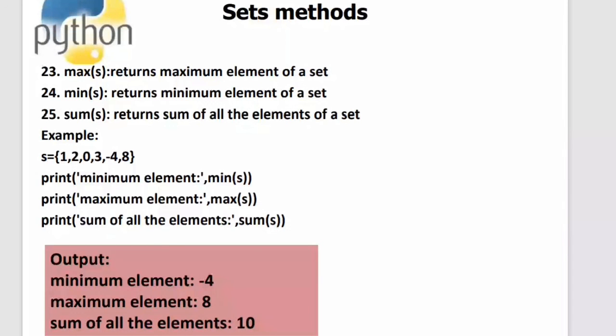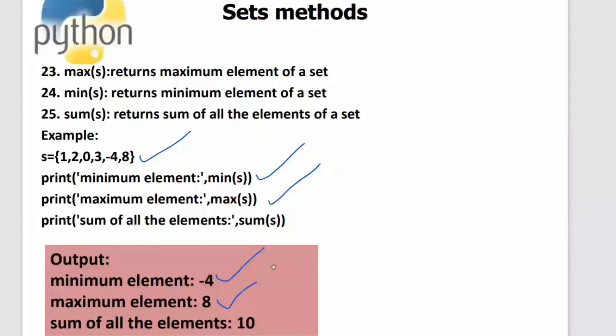I have taken the set like this, and I want to find the min of S. The minimum element in this set is -4, the least element. Then max of S gives me the maximum element. And sum will sum all the elements in the set, so the sum of all the elements in the set is 10. So this is regarding max, min, and sum applied on a set.